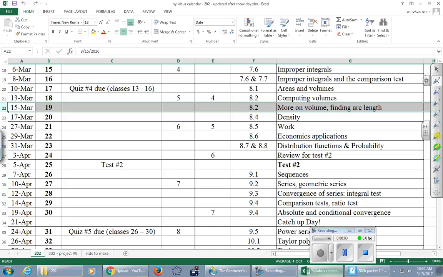Happy Wednesday. Today we are doing our third and final day on geometry stuff, a little bit on volume, a little bit on arc length. That'll be brand new, this arc length thing. Hopefully you're working on project number 5. That's going to be due the Monday when we come back from spring break. Questions on the calendar?